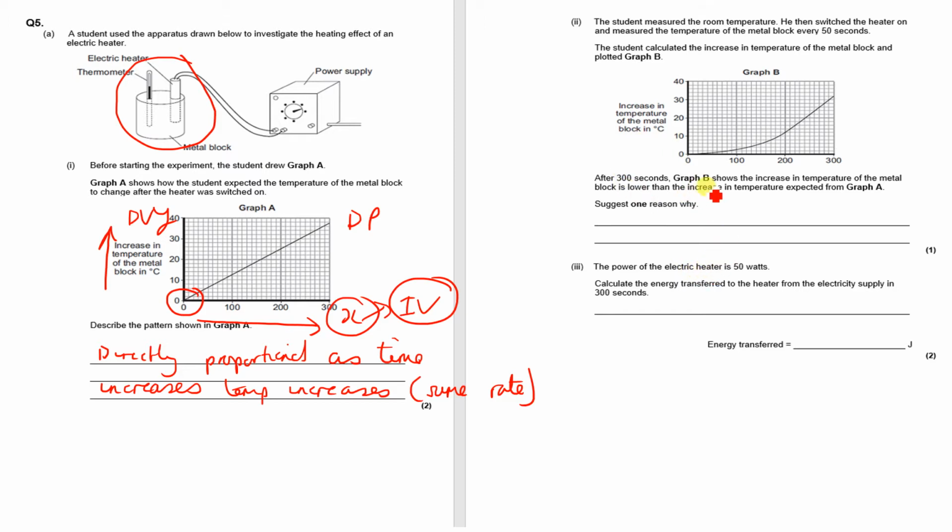Right, after 300 seconds, graph B shows the increase in temperature of the metal block is lower than the increase in temperature expected from graph A. Now, generally there's going to be a question related to specific heat capacity where you're expected to know that the energy is going to be transferred to the surroundings. So you might try and insulate this as best as possible, but there's going to be some heating of the air that surrounds it, so energy is transferred or dissipated to surroundings.